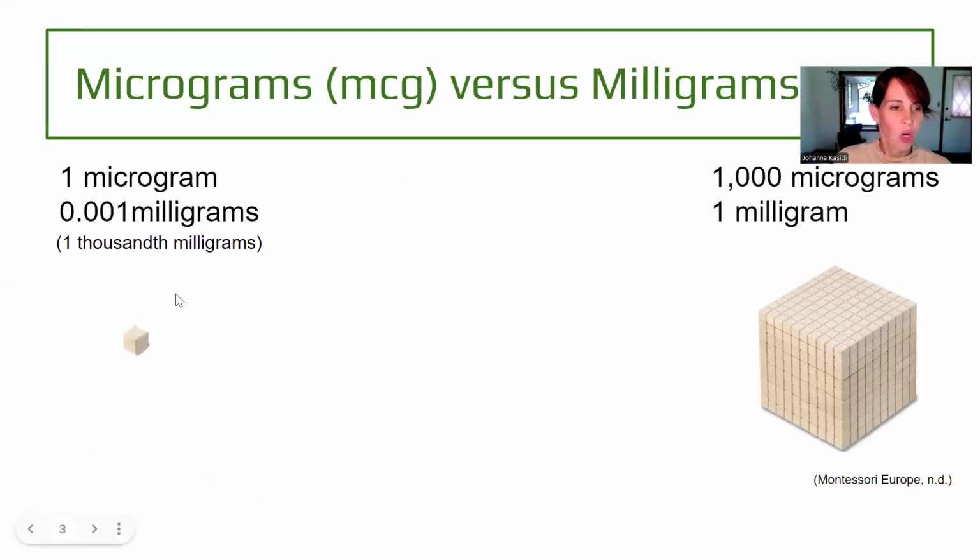So this is 1 microgram. You can see it's just a tiny dot here. And then this big cube over here is 1,000 of those micrograms, and it's 1 milligram. So when you're looking at that, you could say that this small one here on the left is 1 microgram, or 1/1000th of a milligram, and the one on the right is 1 milligram, or 1,000 micrograms.